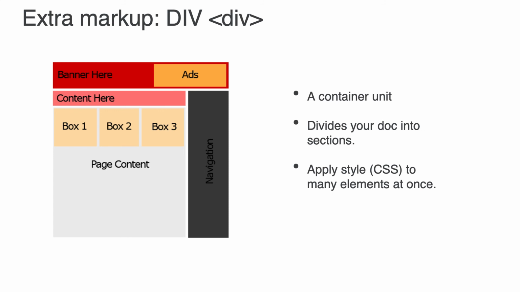So in summary, it's just a container unit for your other tags. It does not have a specific meaning, so it's basically a structural tag. If you want to divide your document into sections, this is an option, since you can also in one go apply design to it later on when you are dealing with CSS. Here you can see a quick example of what's possible with divs. For example, the banner here could be a div containing the banner itself and some section for ads. This whole section could be contained by a div tag, and this could be another div, and so on.